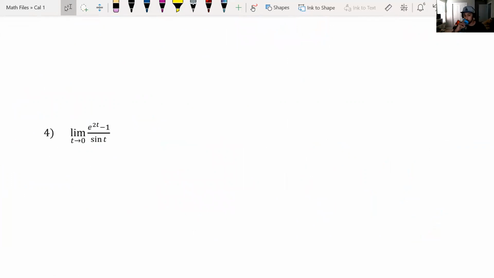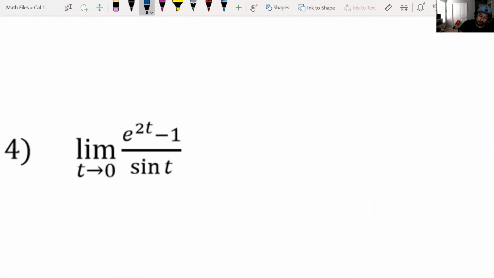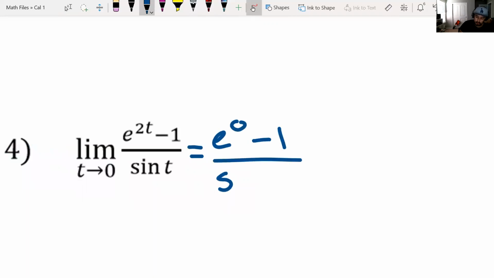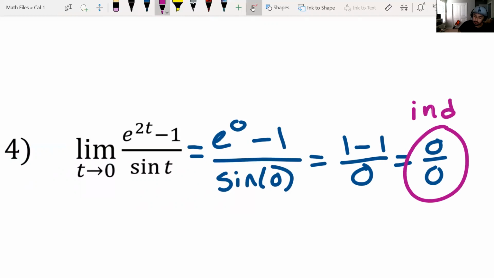Again. Okay. See, simple. Number 4. The limit as t approaches 0 of e to the 2t minus 1 over sine of t. Again, plug in 0. That's e to the 0th minus 1 over the sine of 0. That's 1 minus 1 over 0, which is 0 over 0, which is, you know the word, indeterminate, which means we get to use L'Hopital's.